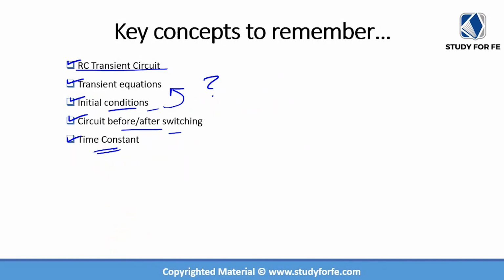But if you're not able to make sense of the initial conditions, or if you're not able to really make sense of how the switching is happening and which transient equation to use, then very quickly these problems on the exam can become quite difficult, and you can actually spend a lot of time just figuring out where to start, where to begin, and what to find out.